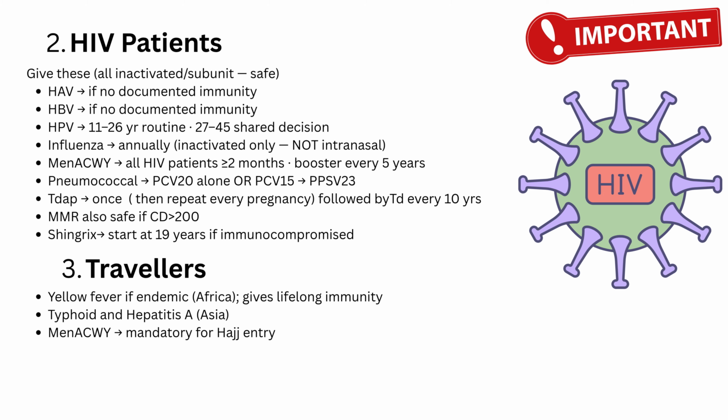Now let's briefly talk about travel vaccines in HIV patients, which is also commonly tested. Yellow fever vaccine is given for travel to endemic areas in Africa and provides lifelong immunity. Typhoid and hepatitis A vaccines are commonly given for travel to Asia. And meningococcal ACWY vaccine is mandatory for Hajj entry.